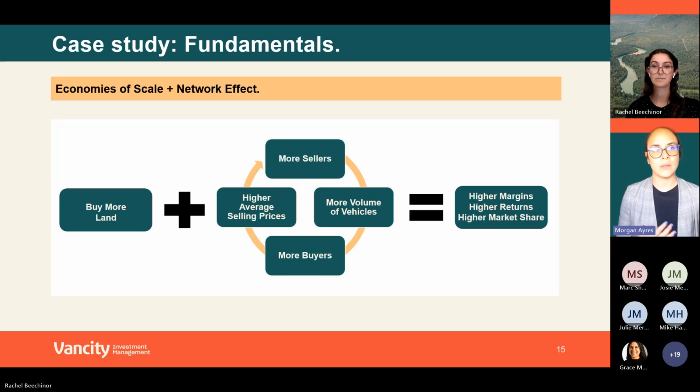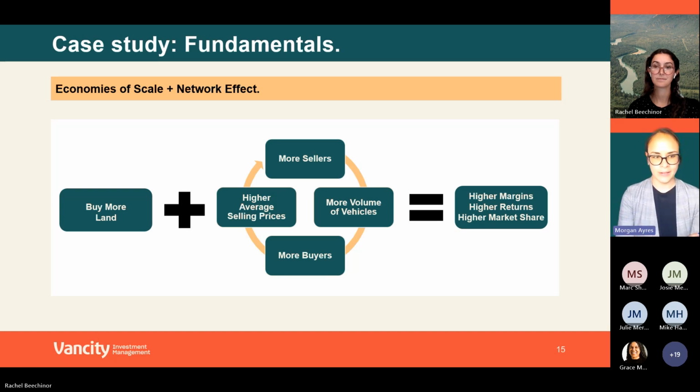So the difference really between Copart and IAA is that Copart owns its salvage yards, while IAA tends to lease them. And so this allows them to continuously buy more land, which in turn results in more volume of vehicles, which attracts more buyers, average higher prices, and then more sellers. And then it becomes a really lovely flywheel effect that continues to build on over time.